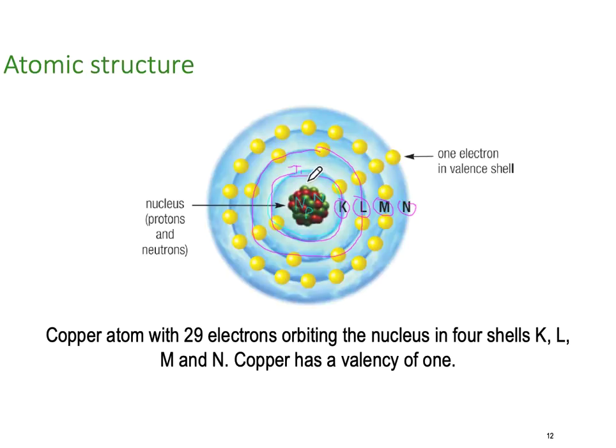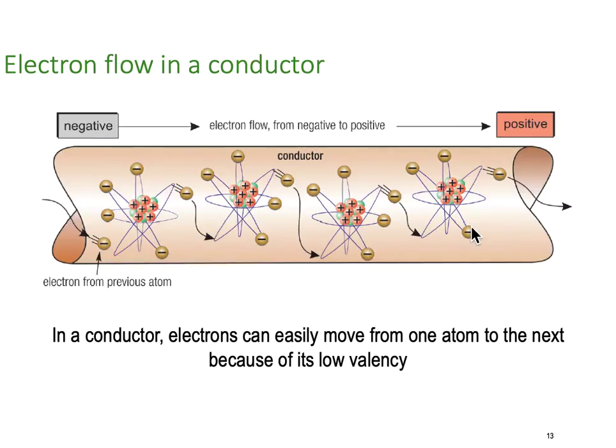So, as I was mentioning before, if the electrons are in here, they're tightly bound. But if the electrons are out here, they're loose. So you've got loose electrons. So a copper atom's made up of 29 electrons orbiting the nucleus in four shells of K, L, M, and N. And copper has a valency of 1 because it has one spare electron in that final outer shell.